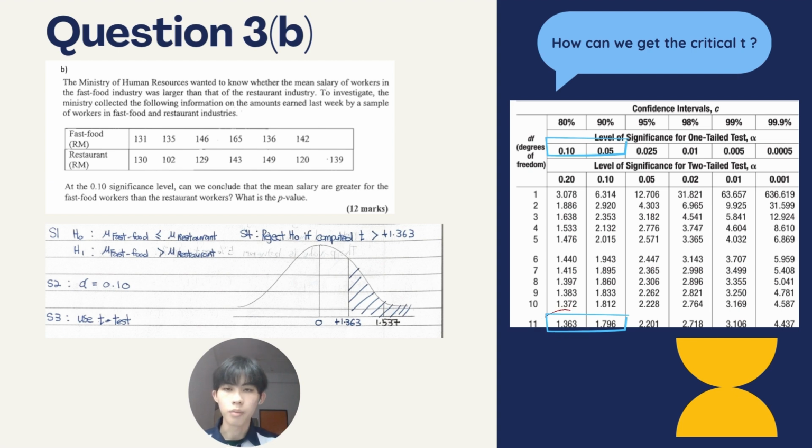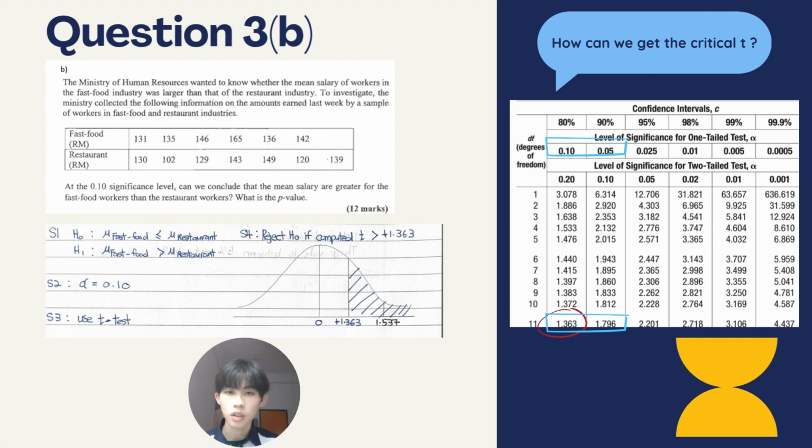After that, from step 1, we know that this is a one-tailed test, so that we can formulate the decision rule in step 4, which is reject H0 if computed t is larger than 1.363. So how do we get the t value of 1.363? Since this is a two sample hypothesis test, we need to add up the sample sizes of the two samples and minus 2 to get the degrees of freedom.